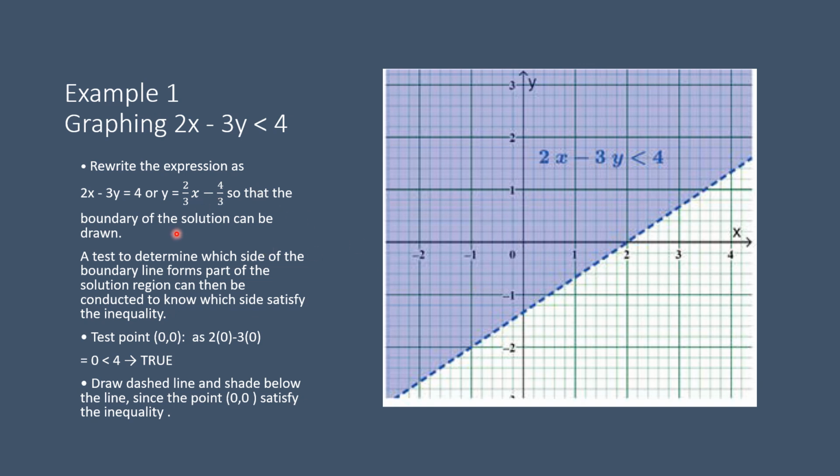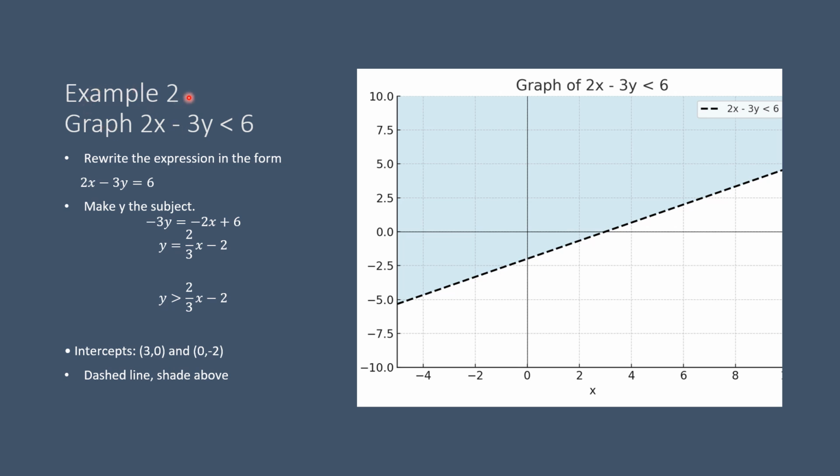So here we are going to shade above the line. Why? Because y will be greater than 2 over 3x minus 4 on 3. Good. We got that by making y the subject. You can also do that by testing, using 0, to see which portion satisfies the condition. Good. Okay, let's also consider example 2 here.